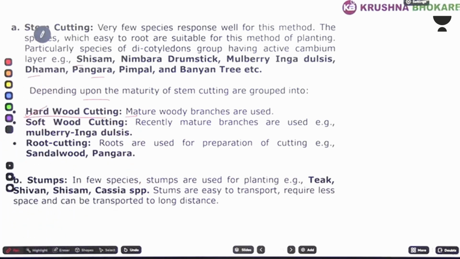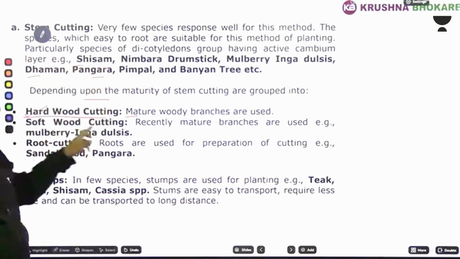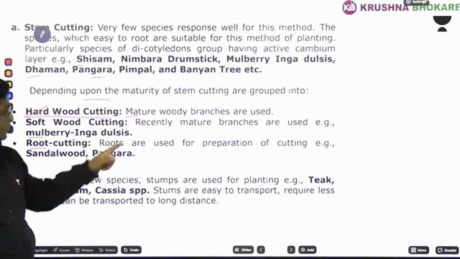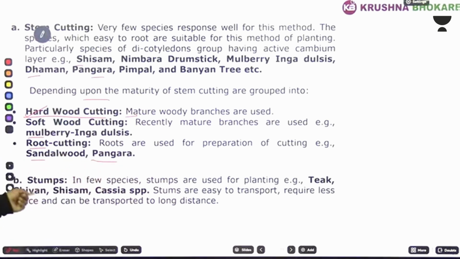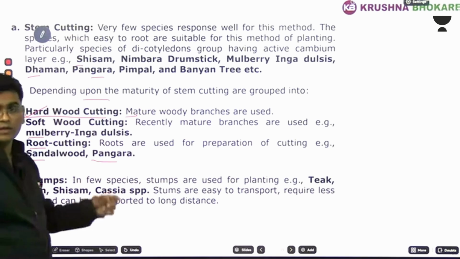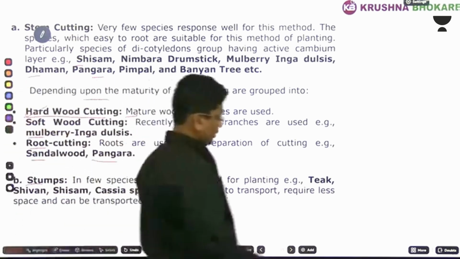Mature woody branches are used here. Softwood cutting, recently mature branches are used. Example, the upper stem is hardwood here. Softwood, mostly mulberry. Root cutting is mostly used in which plant? Sandalwood and pangra. You can easily propagate. Then stump. Stumps are nothing but straight branches which are grown on the base.